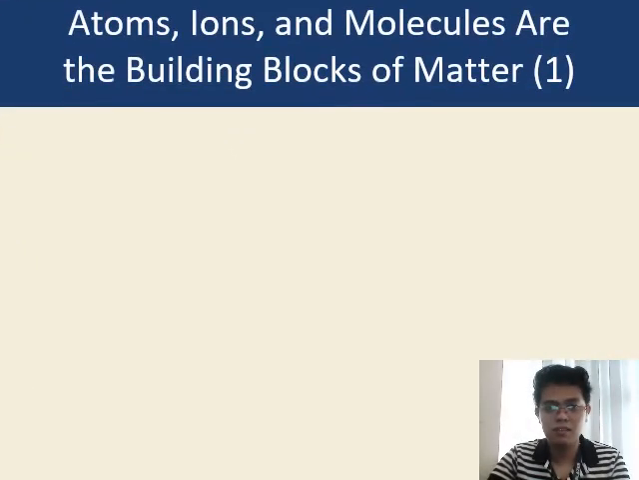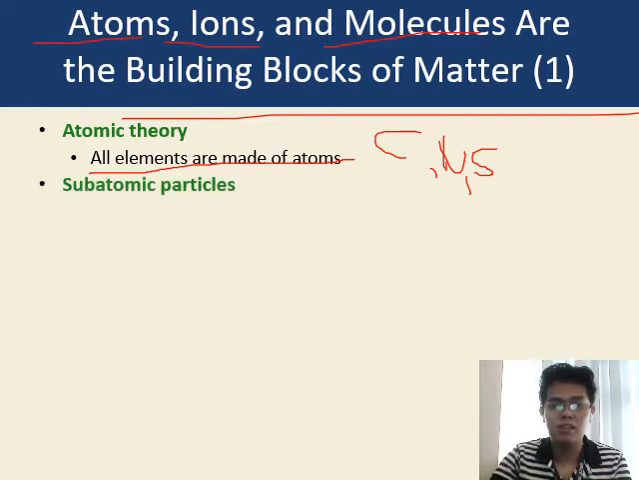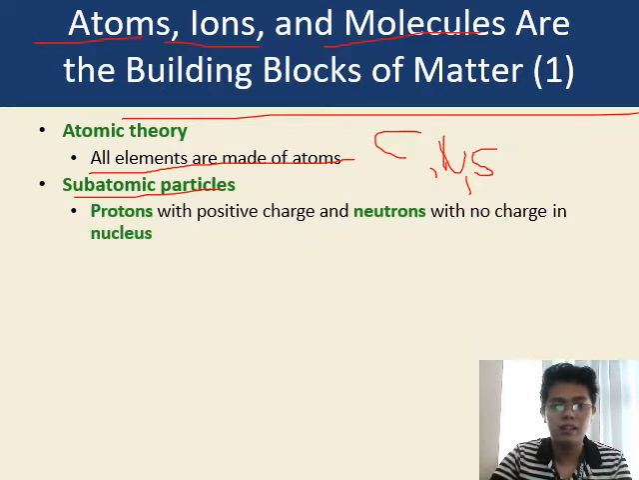Now, atoms, ions, and molecules are the building blocks of matter. So in the atomic theory, it's stated that all elements are made of atoms. So carbon, nitrogen, sulfur, they are all made of atoms. And each atom contains subatomic particles. One of those is the protons, which are positively charged. And then the neutrons with no charge, so they are neutral. These two are found in the nucleus of the atom.